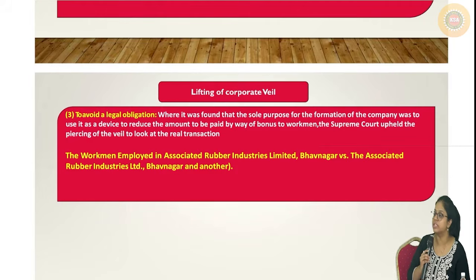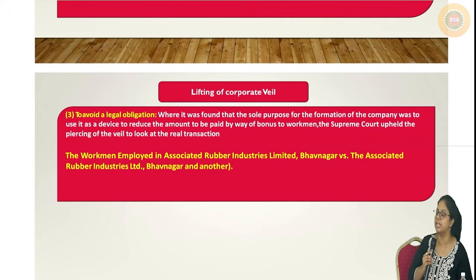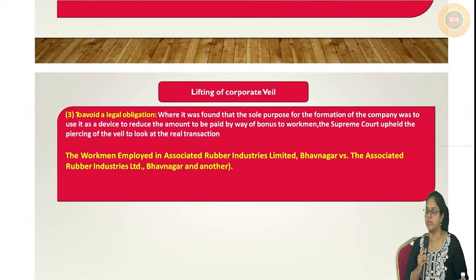The case law for this that we studied was the Employees of the Associate Rubber Company versus the Associate Rubber Company, where there was a policy saying that if the company earns more profit, they are supposed to give more bonus to the employees. But the managing directors or the top management did not want to give bonus. So to show lesser profit, they diverted the profit to other companies.